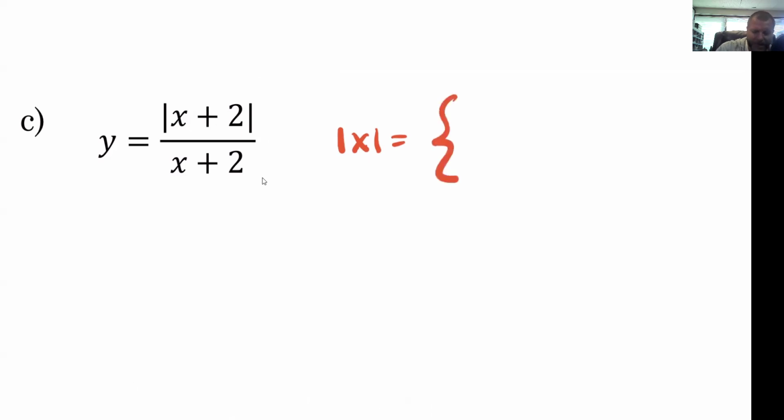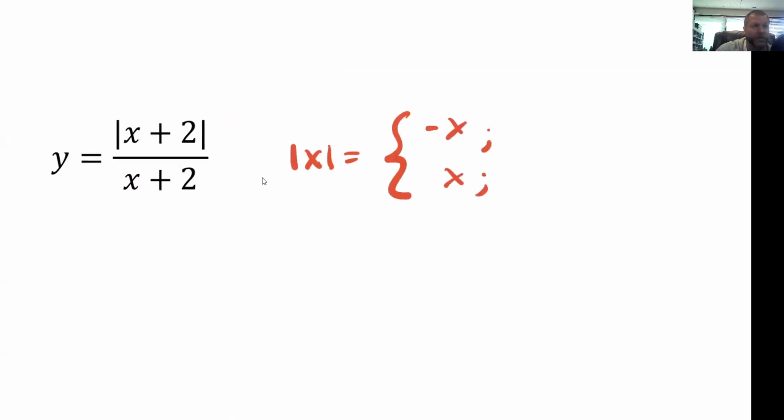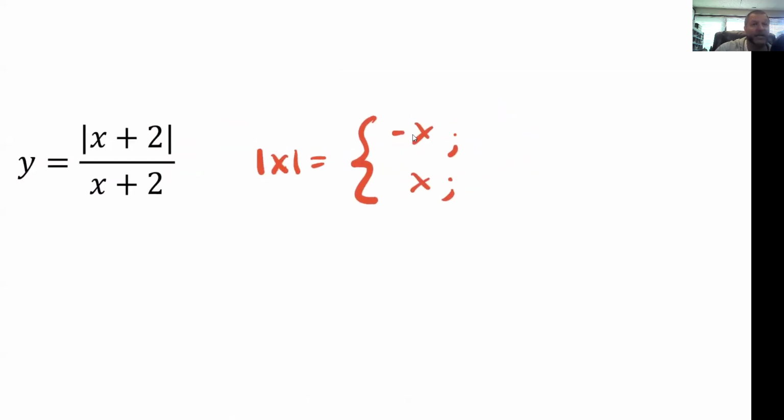Right. So the key thing is that an absolute value can always be written as a piecewise function. It's negative x, right? It's a line with the slope of -1 whenever x is less than 0. And then it's a line that has a positive slope, a slope of 1 when x is greater than 0.